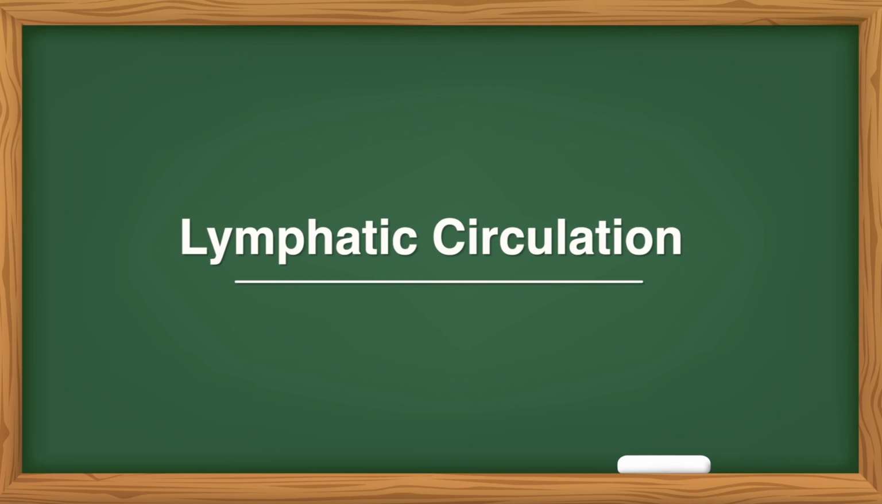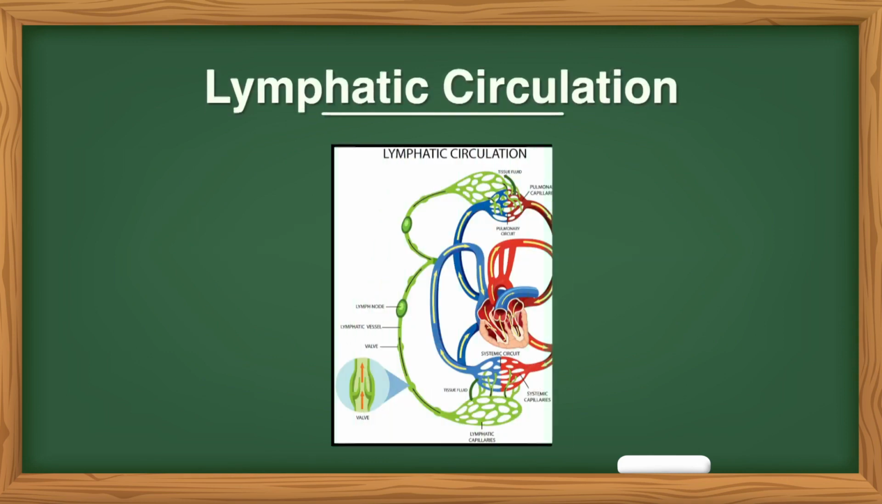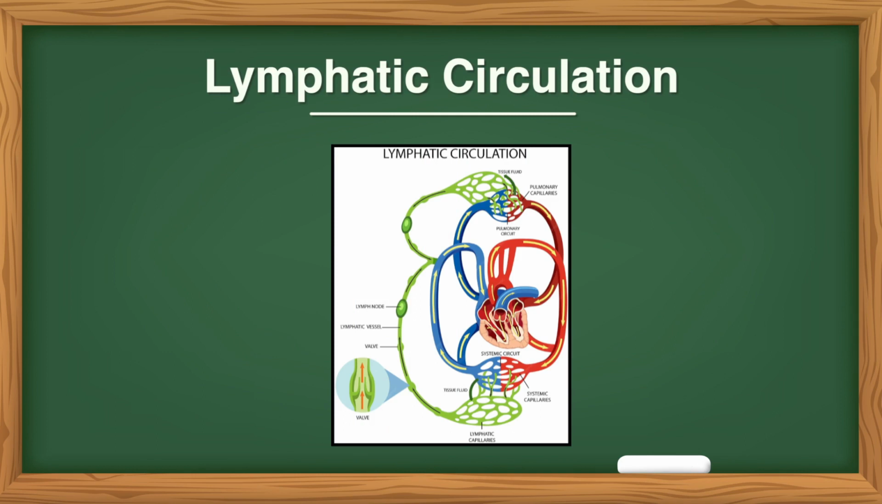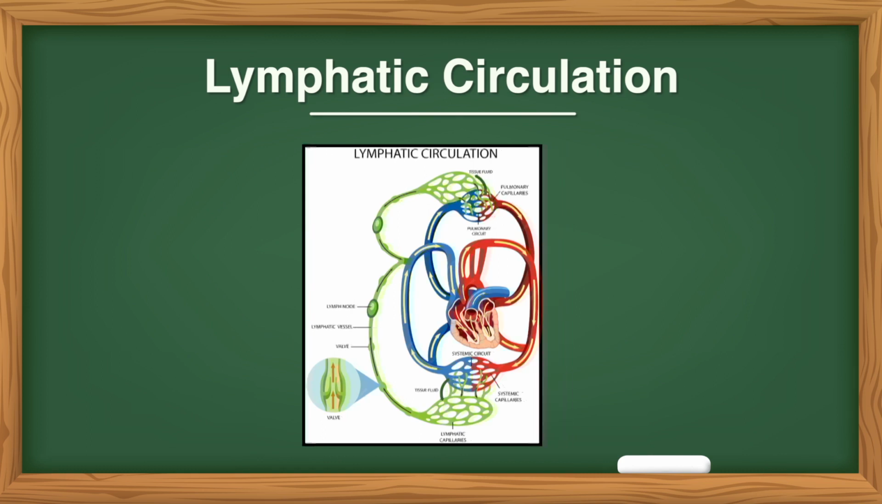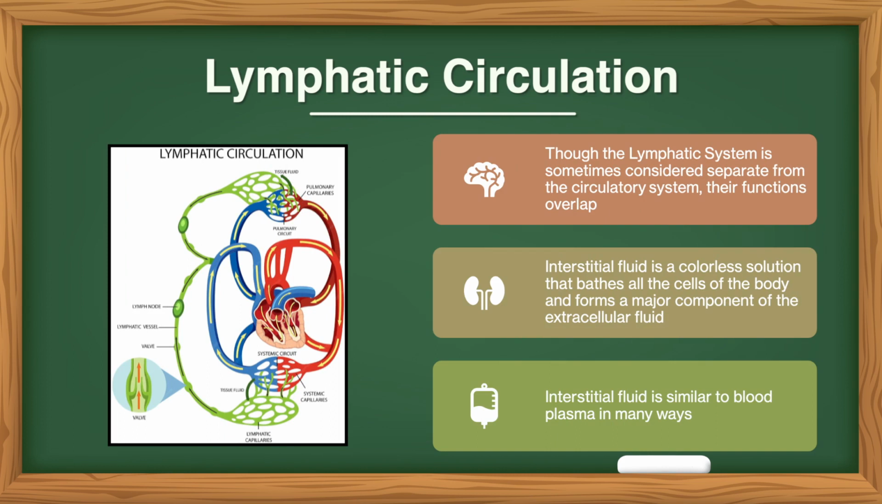Now, let us look at the lymphatic circulation. The lymphatic system is sometimes considered to be separate from the circulatory system, but basically their functions overlap with each other. Interstitial fluid is a colorless solution that bathes all the cells of the body and forms a major component of the extracellular fluid, ECF. It is formed due to the hydrostatic force of the blood in capillaries, which causes water, ions and small molecules from the circulatory system to escape.